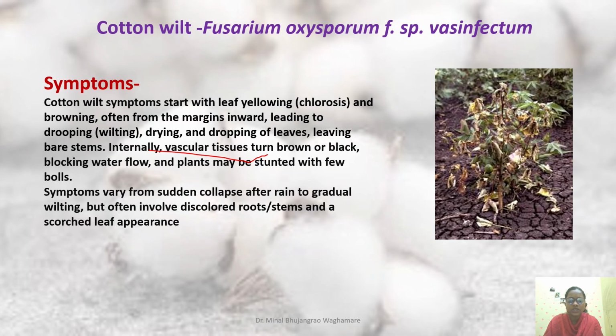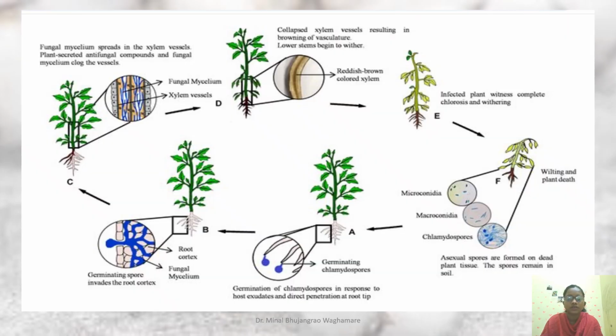Due to vascular tissue damage, which turns black or brownish in color, the water flow and food flow are blocked. Ultimately, the plant will not get sufficient nutrition, and yellowing of the leaves, that is chlorosis, occurs, and ultimately it leads to drying and dropping of the leaves, and the plant will completely appear dried. Symptoms vary from sudden collapse after rain to gradual wilting, but mainly the vascular tissue damage starts it and ultimately leads to drying of the plant and dropping of the leaves.